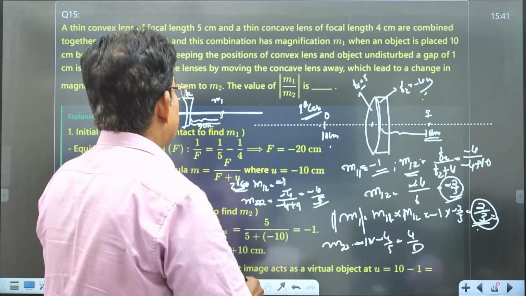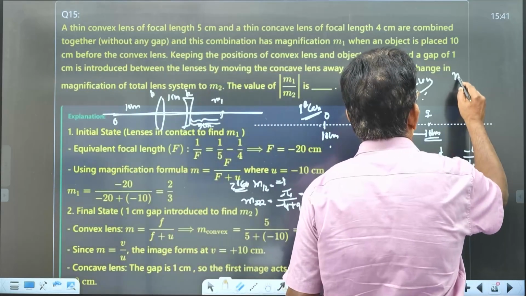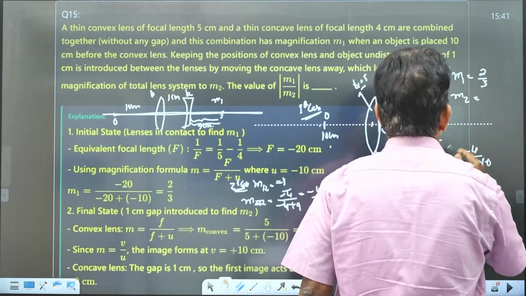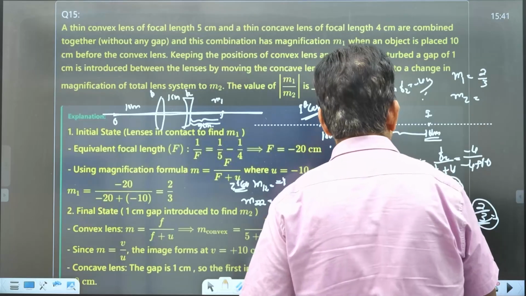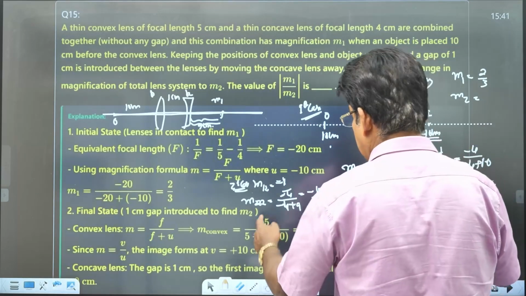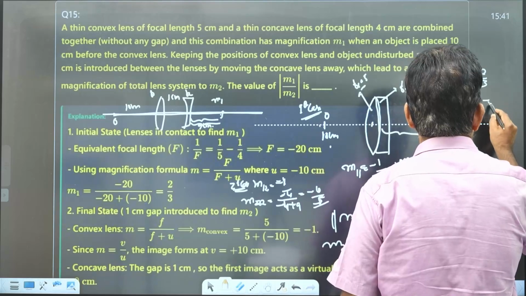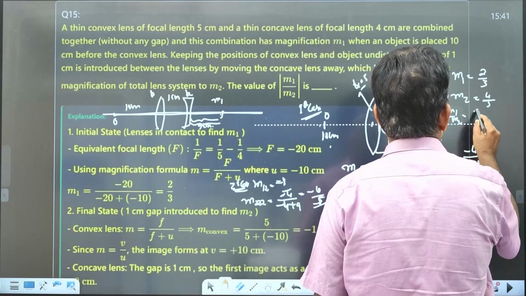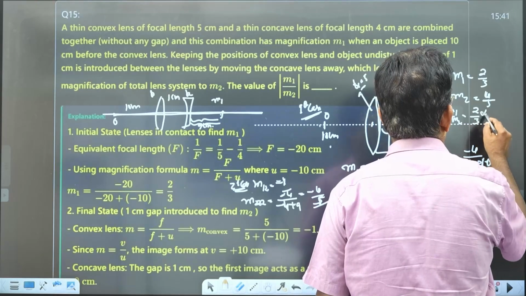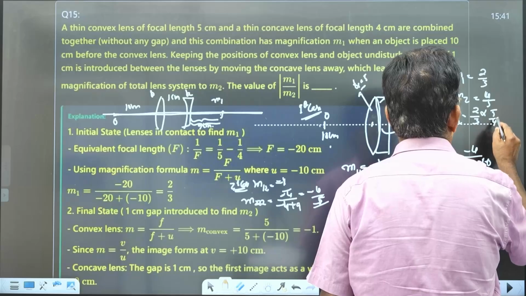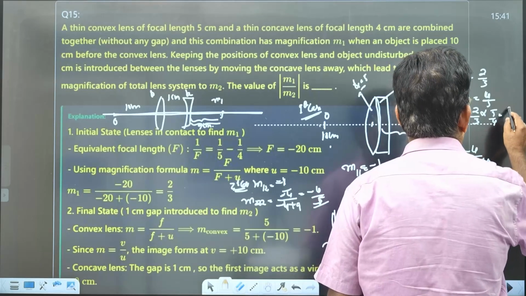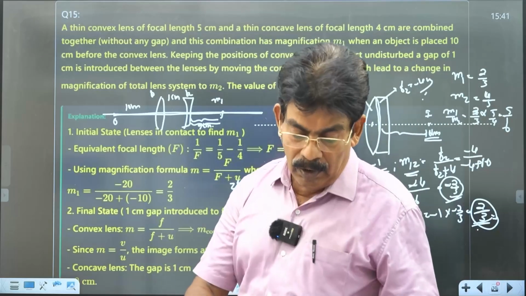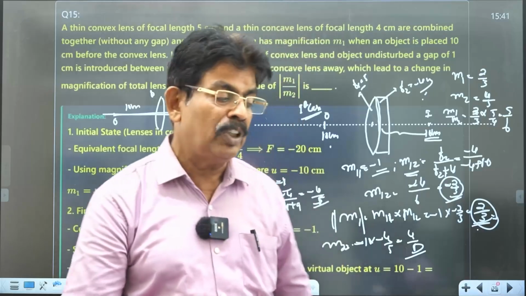So the first case combination's magnification value is coming to be 2 by 3. The second case magnification value is coming to be how much? 4 by 5. Then the ratio M1 by M2 will be 2 by 3 into 5 by 4. That is coming to be 5:6. Question number 15. The answer is coming to be 5:6. Option number 1 is the correct answer.